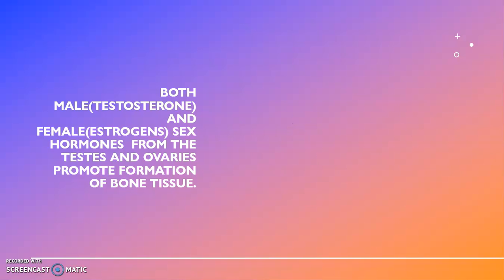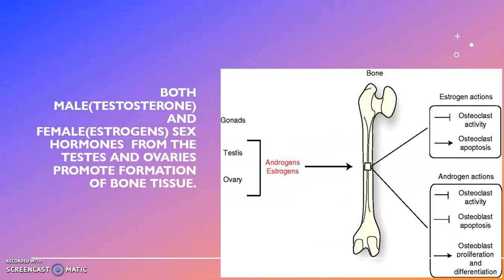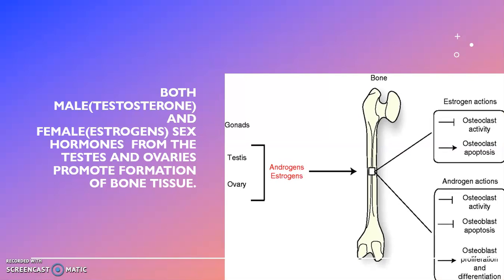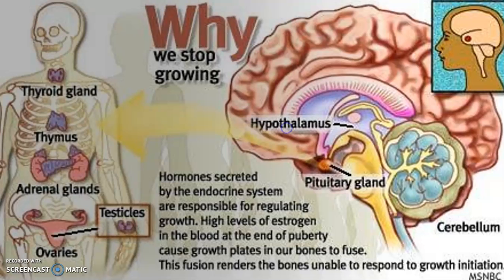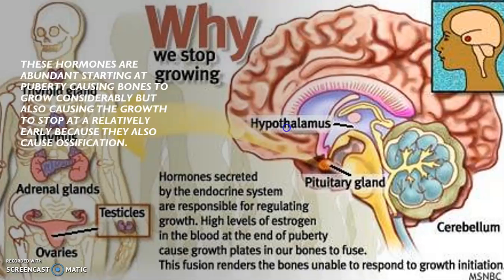Both male testosterone and female estrogens, from the testes and ovaries, promote the formation of bone tissue. These cause bones to grow considerably, but also cause the growth of bones to stop at a relatively early age.